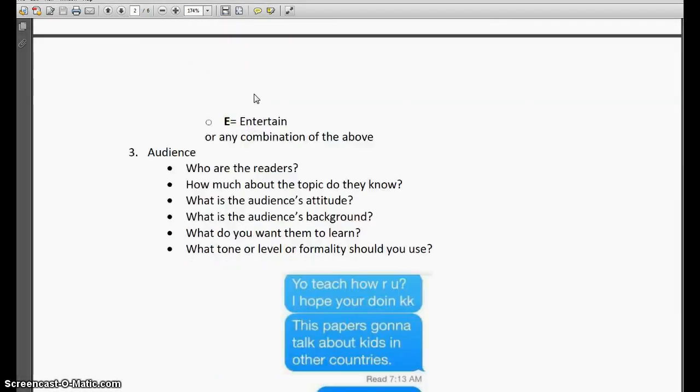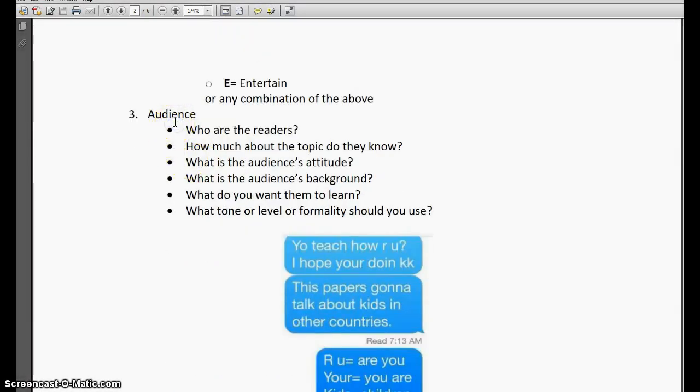Okay. The next point I want to talk about is audience. When you're writing a paper, for me, I am your audience. However, you should know who the readers are going to be, and how much they're going to know about the topic. If you're writing a paper for students who live in the Imperial Valley and your paper is going to be about Mexican culture, the chances that everyone has a lot of background knowledge on Mexican culture is very good. Therefore, maybe in the beginning of your paper, you would not have to give so much background information.